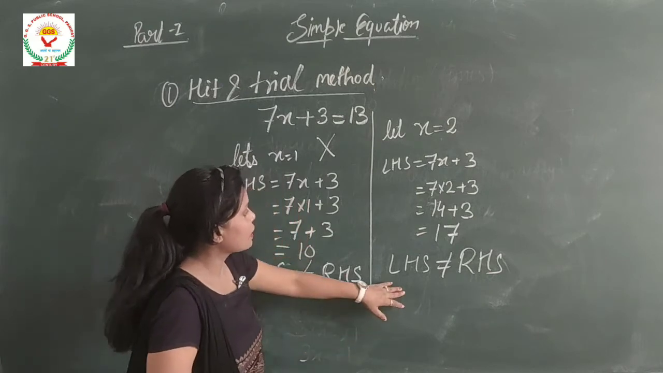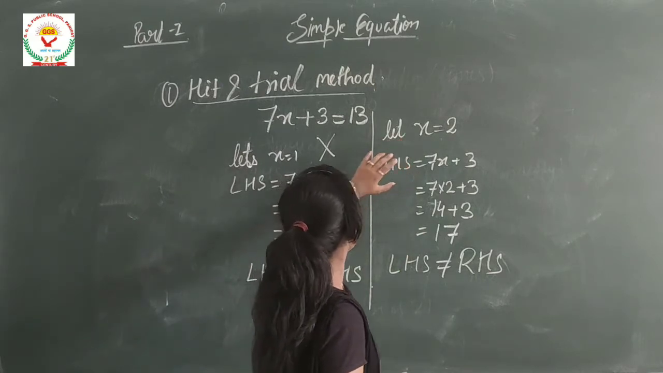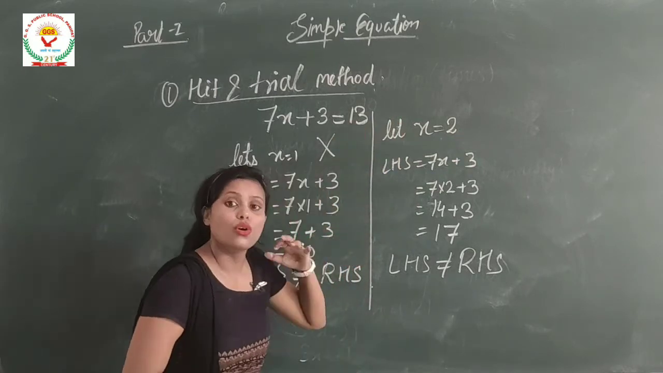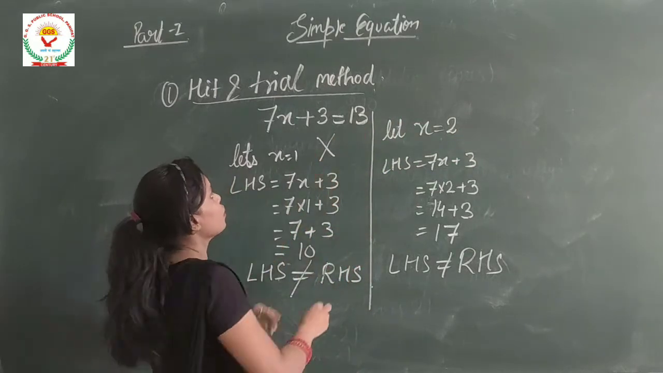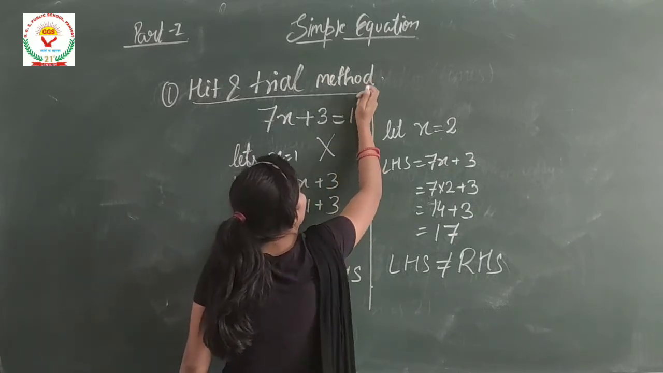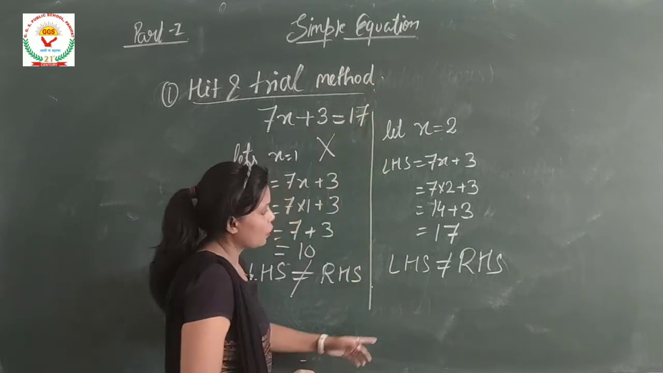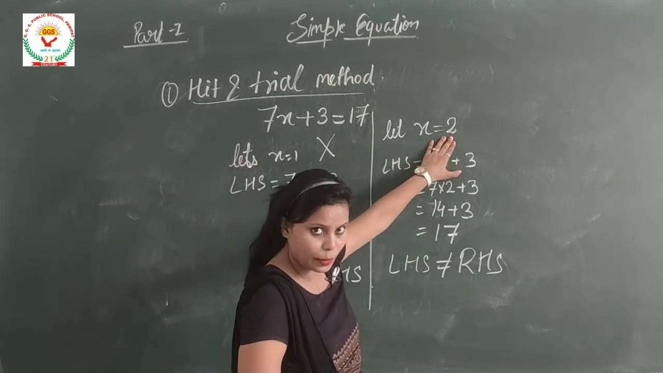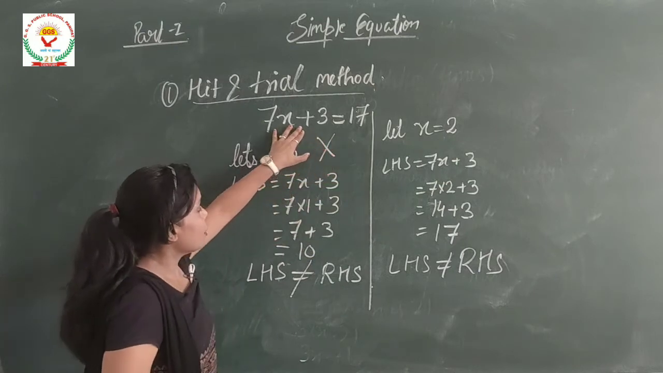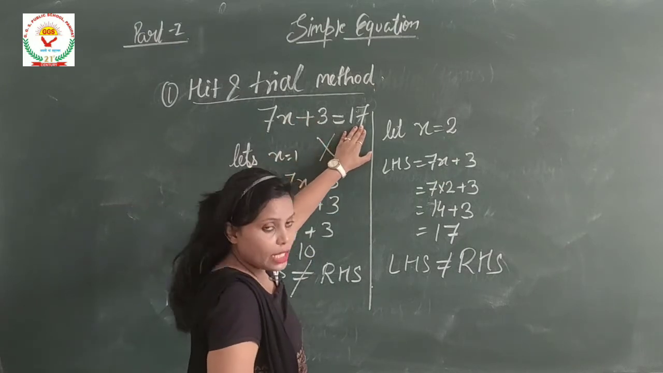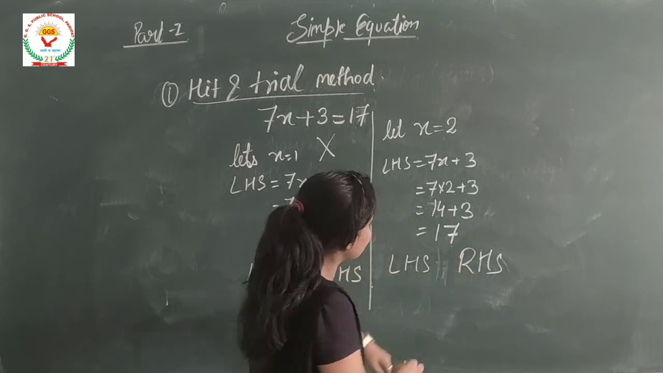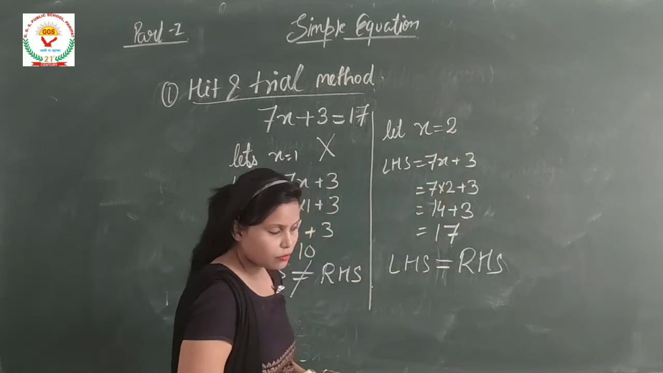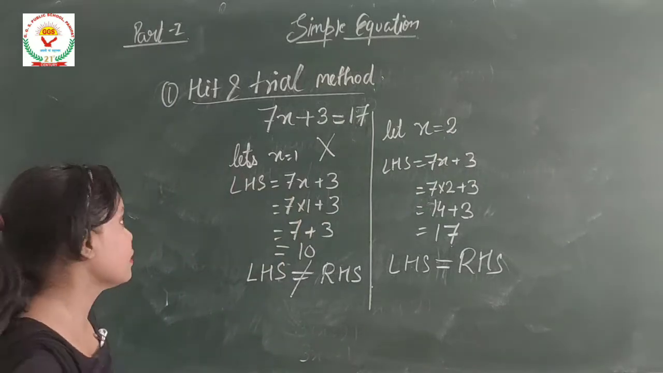That shows that the value lies between 1 and 2 and our equation is also wrong. If in the place of 13 we have 17, then only we can have x is equal to 2. If the equation consists of 17 here, then only we can get the value which is equal to 2.